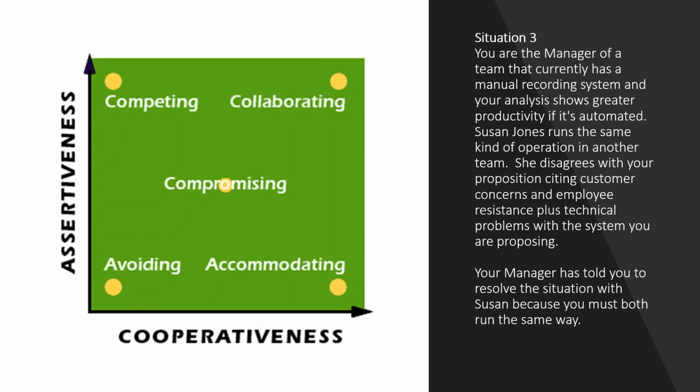You can't avoid it because the manager's asked you to solve it. Competing will only work to a certain extent because obviously you both have strong views about that. I don't suggest it's a good idea to accommodate. The reason being, of course, is that your system may actually be a better system than Susan Jones's. And so in the interest of the organisation, it's probably not a good idea just to cave in to her request. So what does that leave you with?